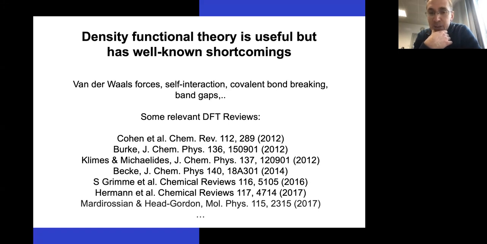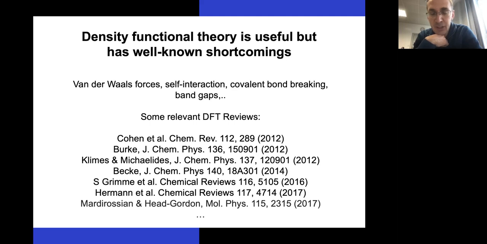We've got this enormous variety of functionals, and this huge number of functionals has arisen because there's no ideal functional out there, and there are well established and well known problems with approximate density functionals. A number of the well known shortcomings are listed here. There are challenges in accounting for van der Waals dispersion forces. Self-interaction can be a problem. Covalent bond breaking events can be challenging. The band gaps of solids will not be computed to a very high accuracy with some functionals, and so on.